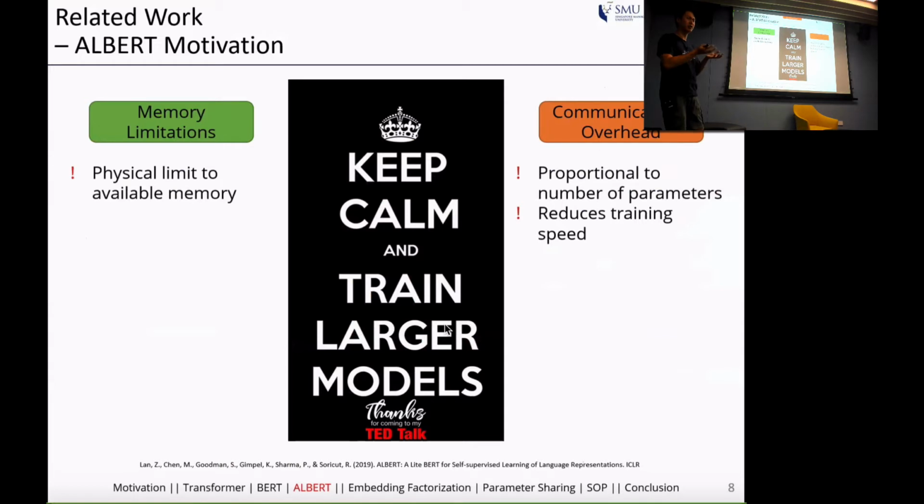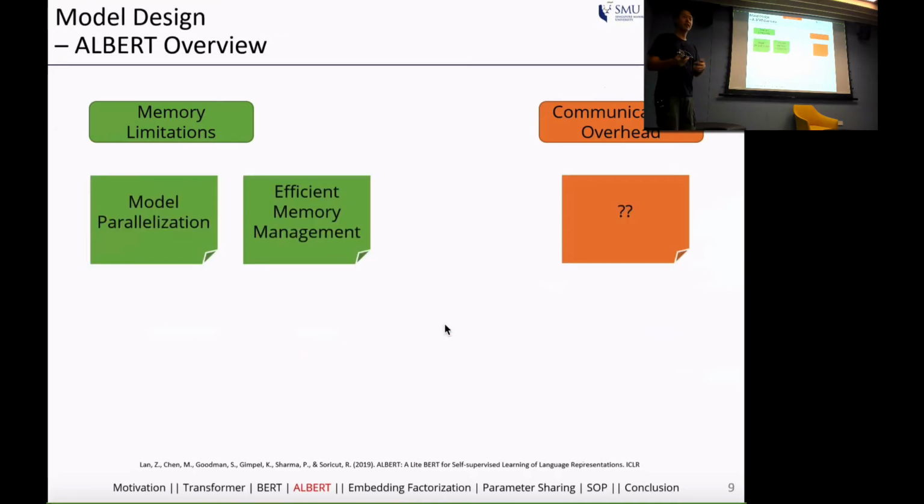If you have a lot of parameters, you need to update the parameters, so you're transferring a lot of data. This overhead is proportional to the number of parameters, and it reduces the training speed. There are some existing methods to solve the memory limitation problem. You can parallelize your models, you can make the memory management more efficient, but there's not really a lot of work being done on how to resolve the communications overhead.